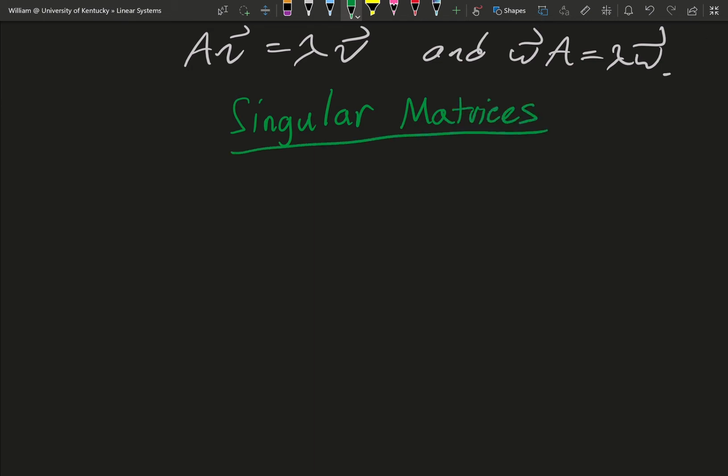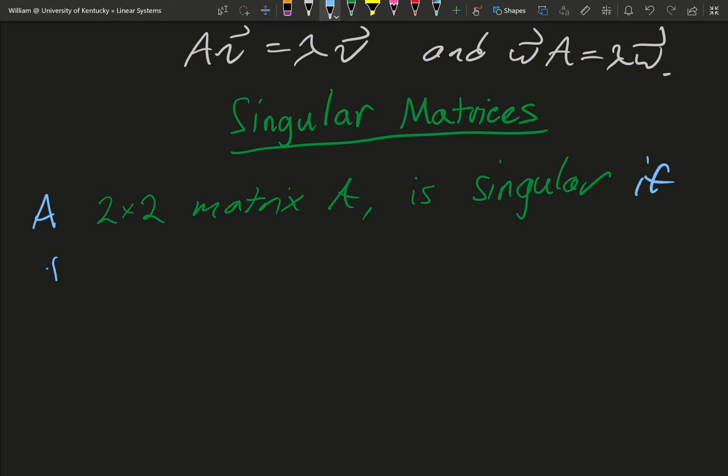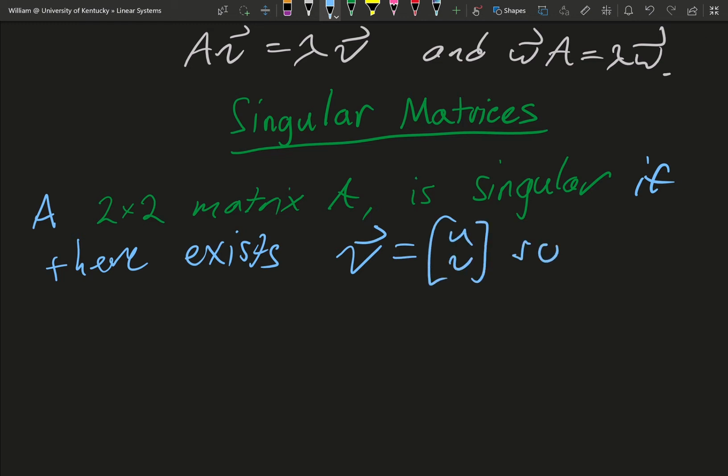Okay, before we do that, we're going to focus on a very particular case of the above property. So a 2x2 matrix A is singular if there exists some vector V, so A times V equals the 0 vector.